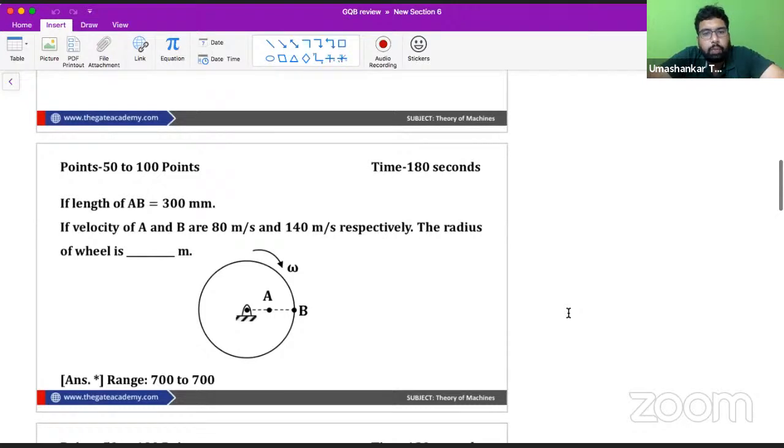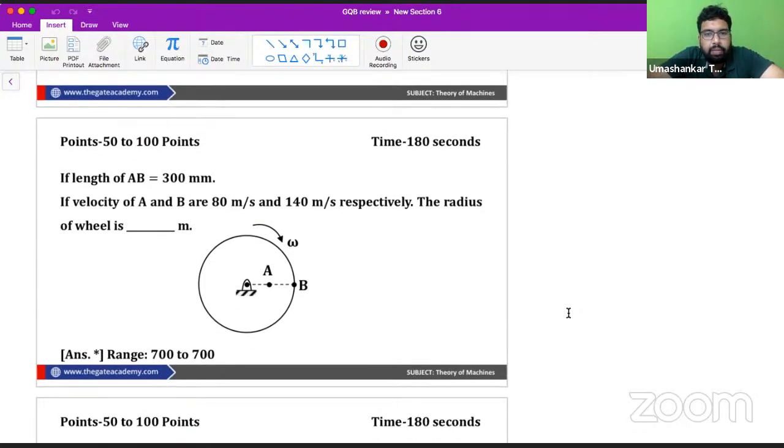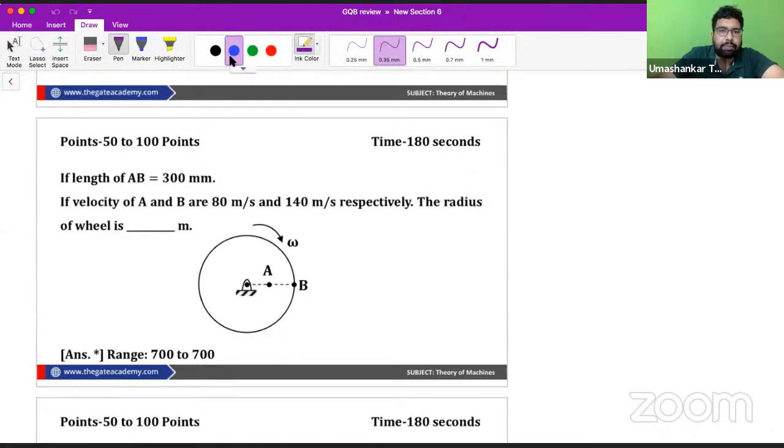So this was the first question, my dear. If the length of AB is given to be 300 mm, and the velocities of points A and B are 80 meters per second and 140 meters per second respectively, the radius of the wheel is? So now what we can say, this is our I center, and this link is rotating about this hinge point. So if it is rotating about this hinge point, this is the I center.